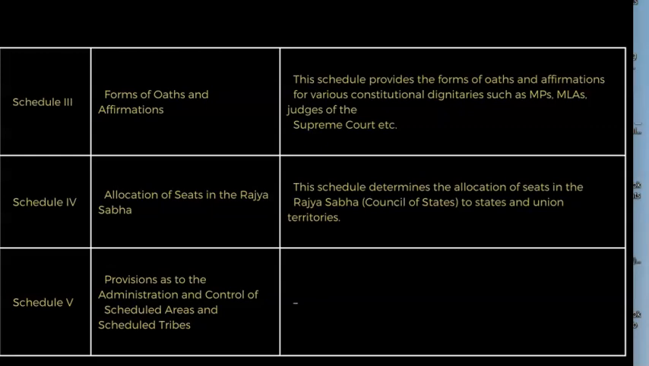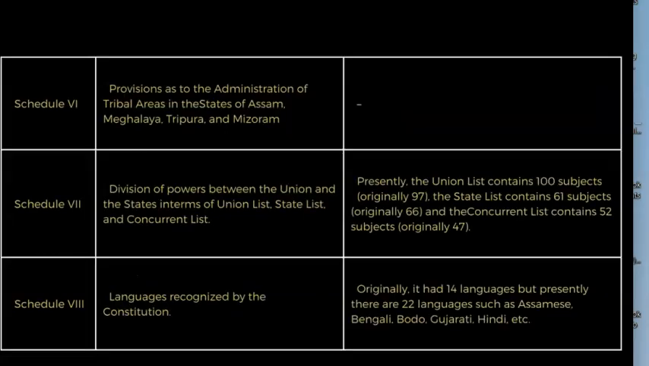Schedule 5: provisions as to the administration and control of scheduled areas and scheduled tribes. Schedule 6: provisions as to the administration of tribal areas in the states of Assam, Meghalaya, Tripura and Mizoram.